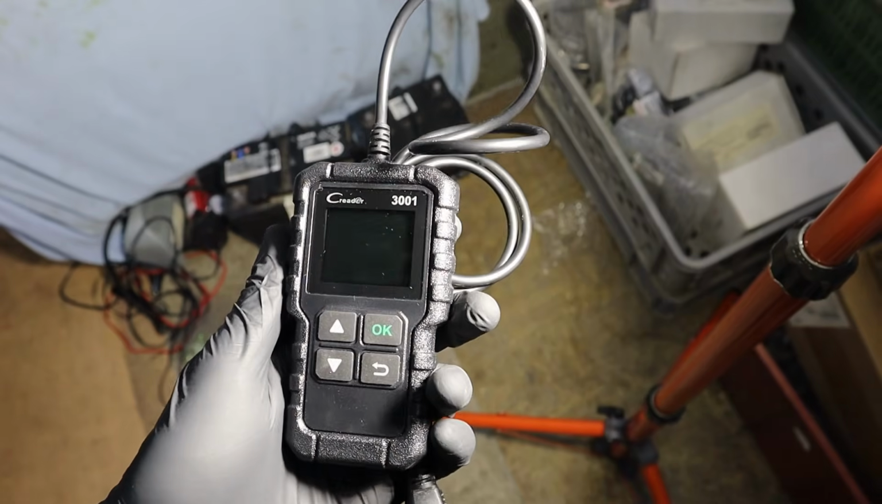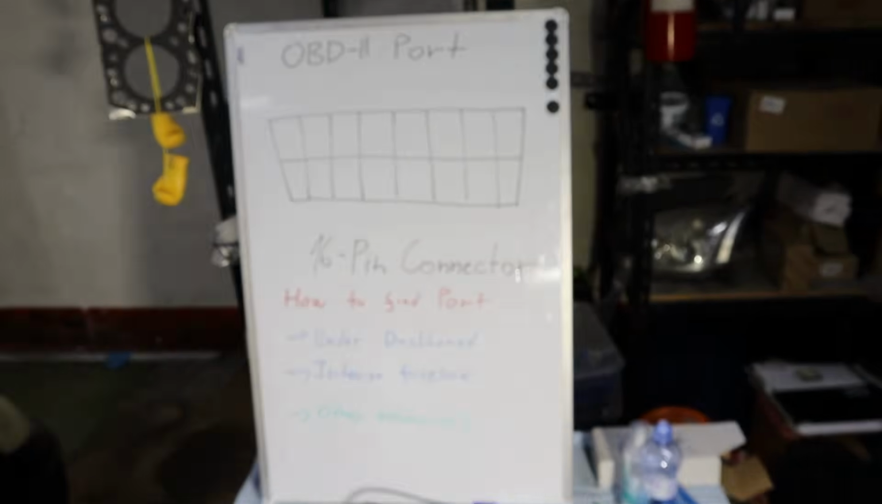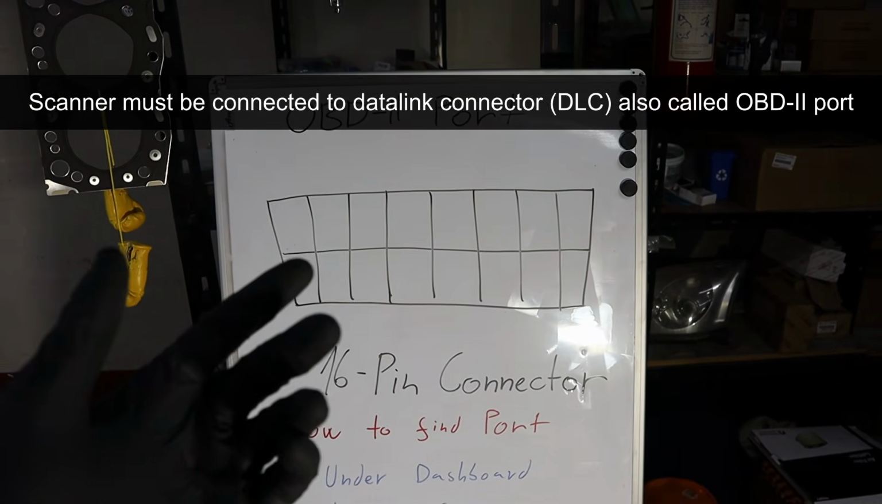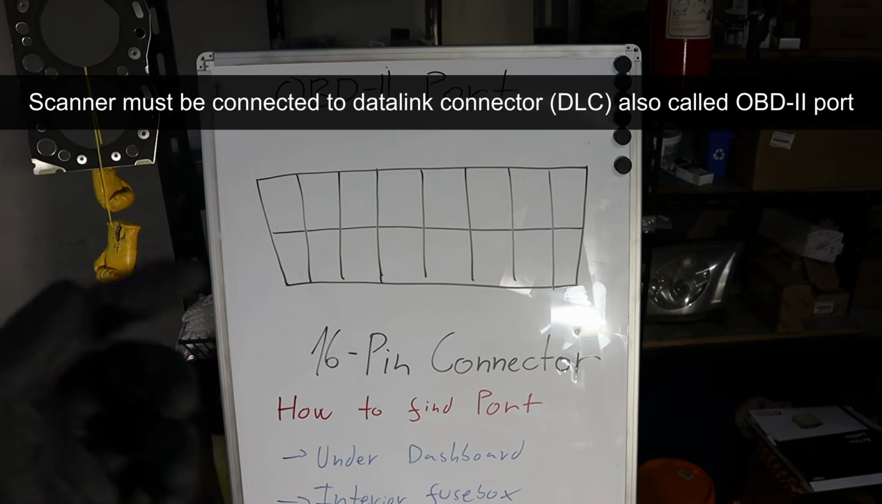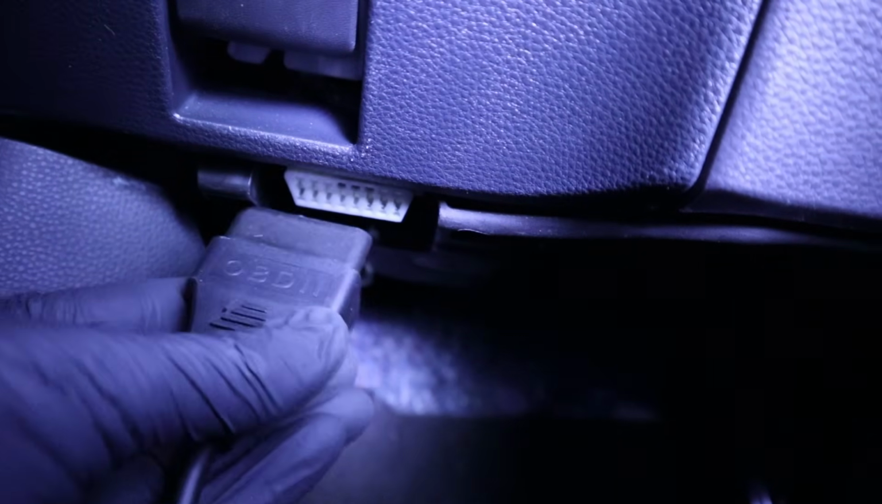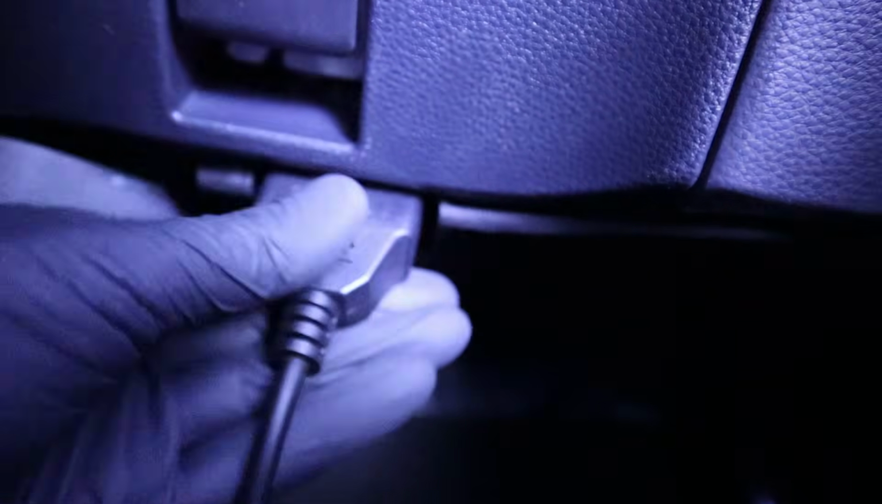Okay, and now you should have your OBD scanner ready, and it is time to connect it to your vehicle. So you have to find your OBD2 port, also called DLC, data link connector. Most of the cars will be OBD2. Now for almost every vehicle that is younger than 25 years, you should have a connection port like this. And this port must be close to your steering wheel.